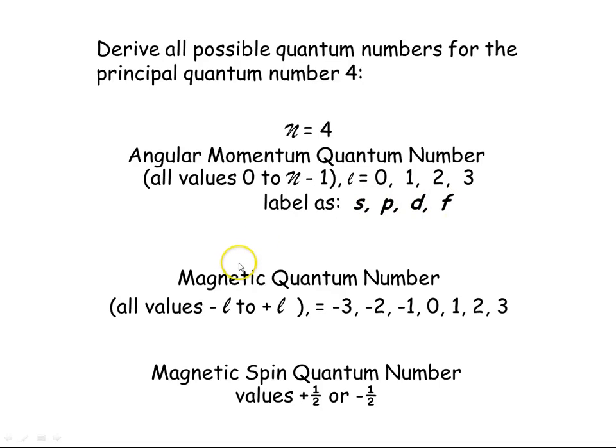Now, your magnetic quantum numbers. Take your angular momentum quantum numbers and write them negative to positive. So, your magnetic quantum numbers will be negative 3, negative 2, negative 1, 0, 1, 2, 3. And then your magnetic spin quantum numbers plus a half, minus a half.